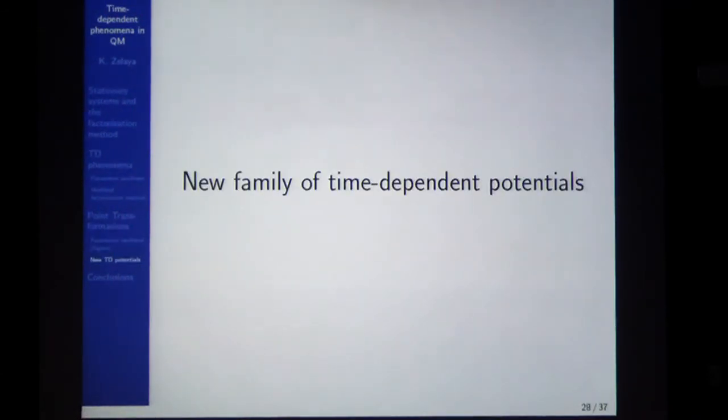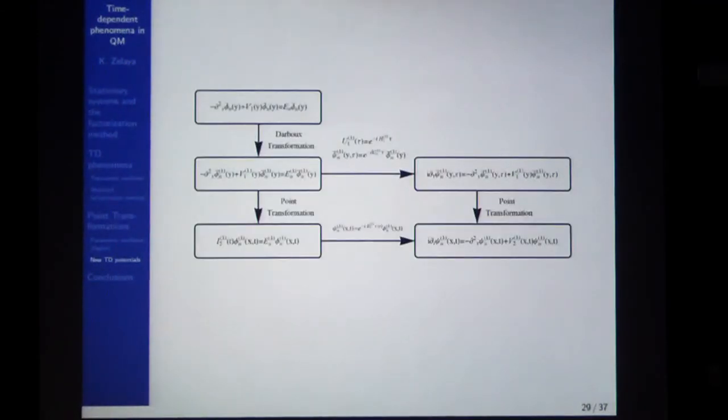And finally, just to discuss before we show new time-dependent potentials, the idea is quite simple. In the previous scheme, I showed you that if we depart from the Schrödinger equation and apply the point transformation, we can get these mappings.